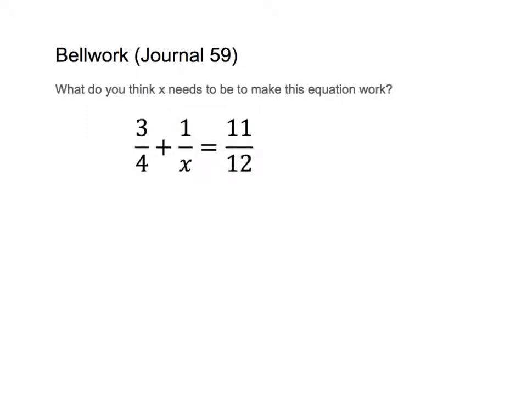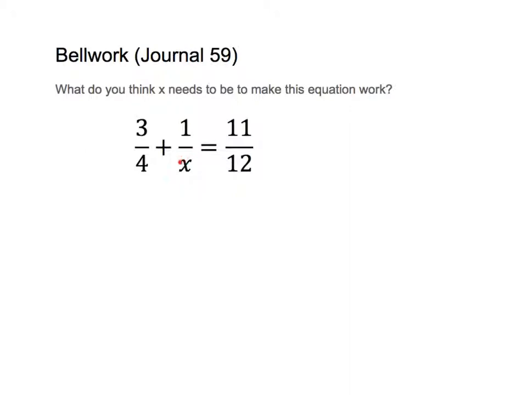Okay, so here we can see that we have an equation and we're adding two fractions, and they tell me what the answer is after I add, which is 11 over 12. So what you need to do is figure out the x, this denominator here, that makes this equation work. Now remember, when you add two fractions, you need a common denominator.